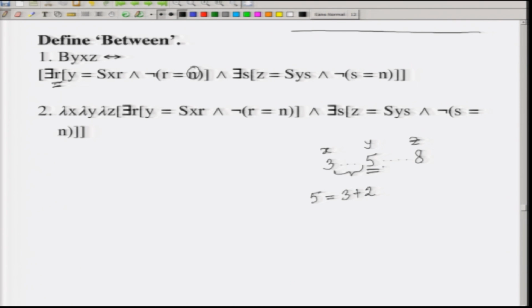And then look at this, z is actually y plus something, right. And there exists an s such that z is the sum of y and s. This is the last number, and the difference between z and y is once again not 0. This also has to be a non-zero number, right. So, then we have defined between. But this is not the end of the story. This is fine, but we will see how potent this system is.